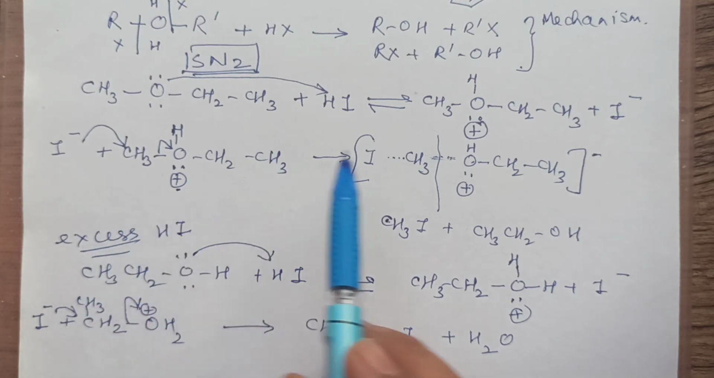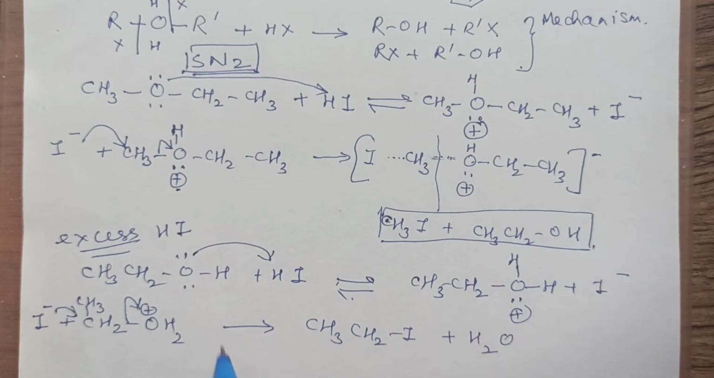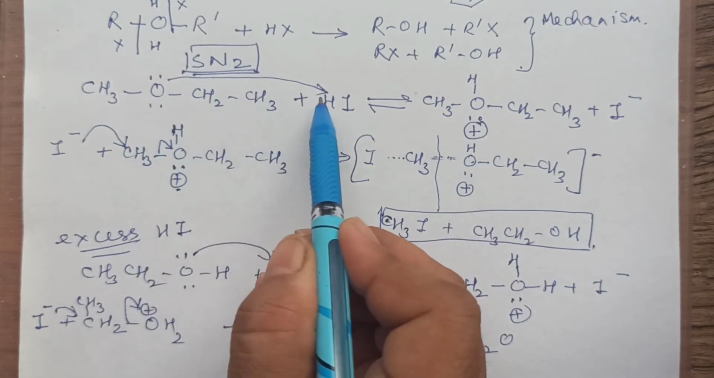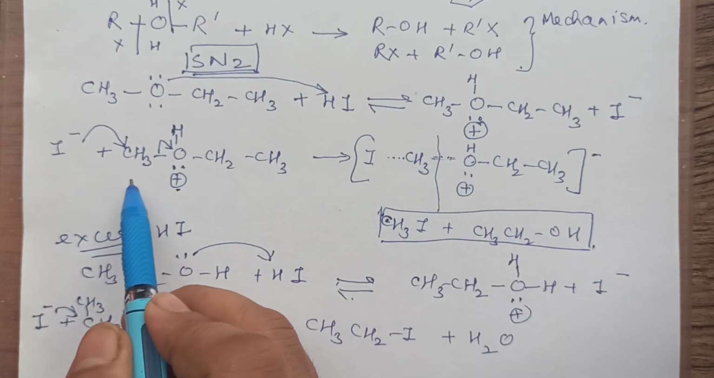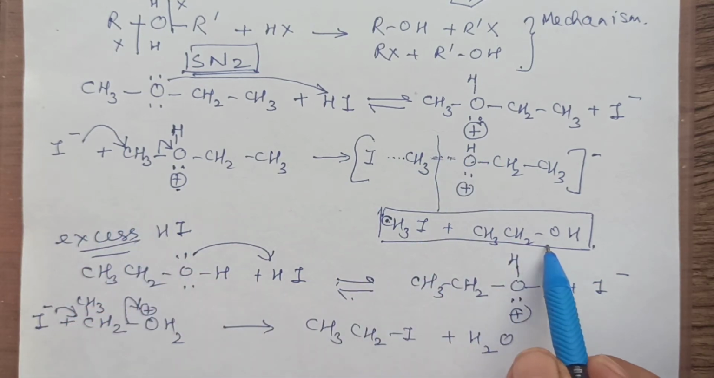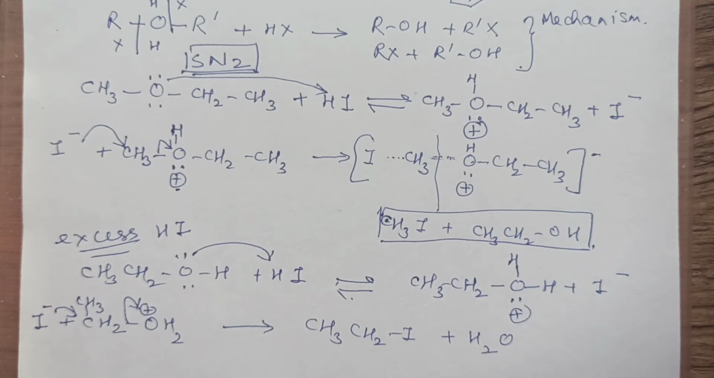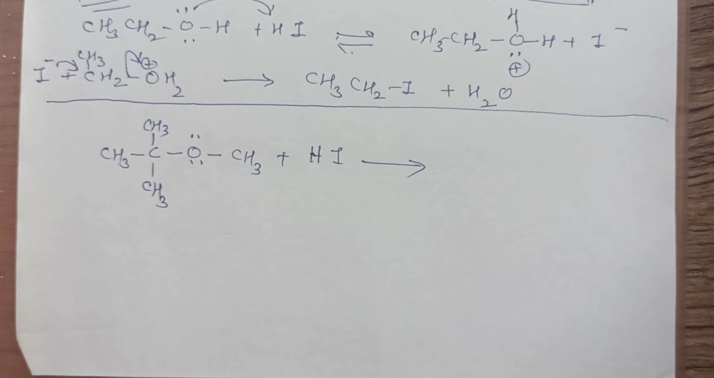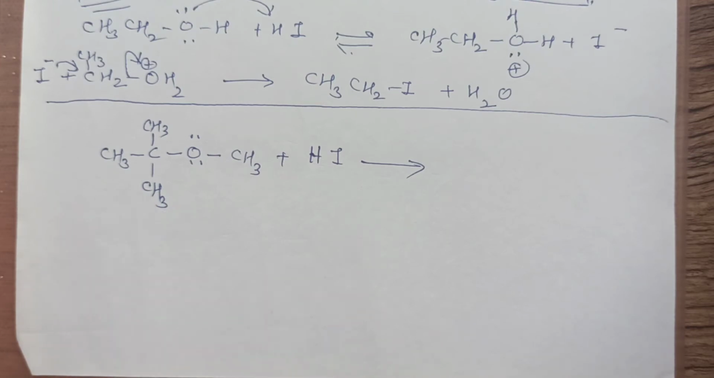So in the first step you got these products. First, what was happening? H attached, you got this protonated, I attacked from the back side where there are fewer carbon atoms, and you got this. If excess HI is there, even this alcohol will get converted to alkyl iodide. Fine.